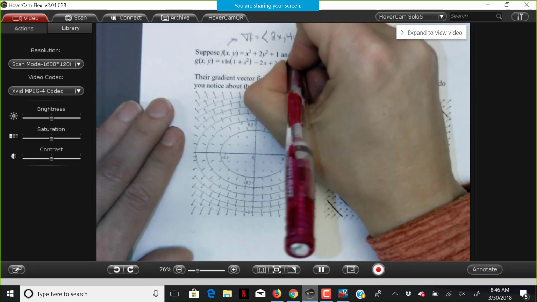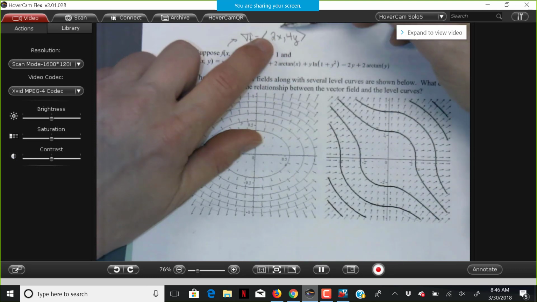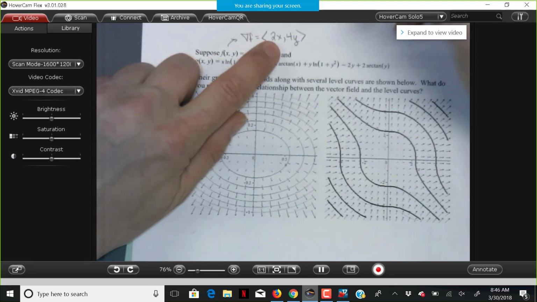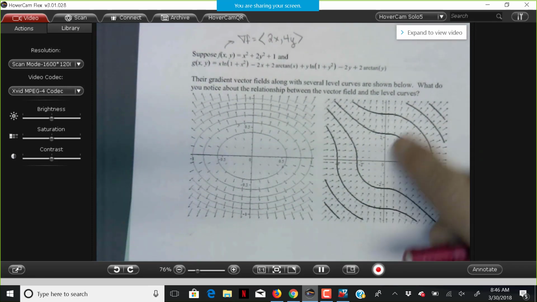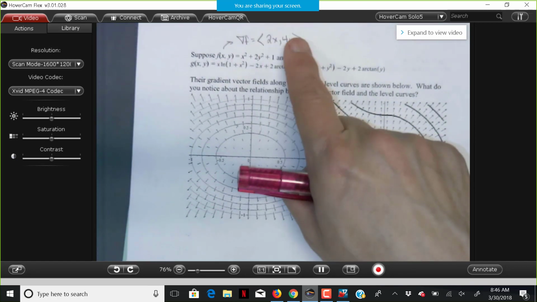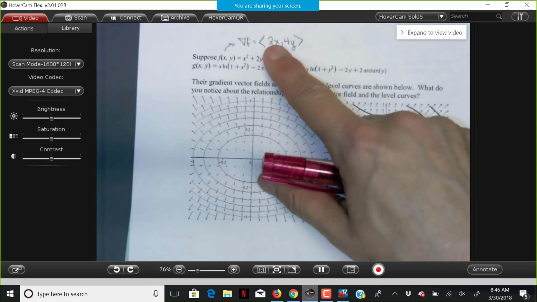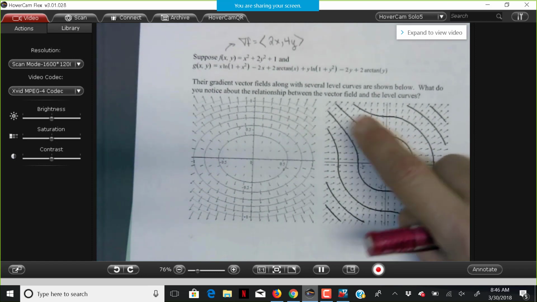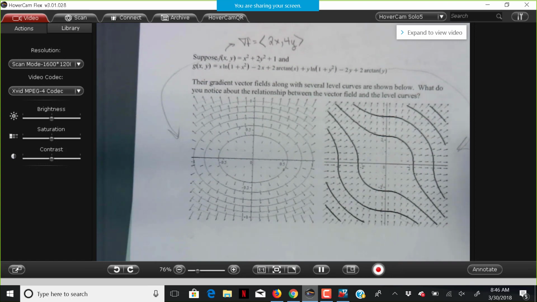4y. So that means in the first quadrant, x and y are both positive, and so both of these would be positive. So in the first quadrant, the vectors should be pointing to the right and up, which looks to be true for both of these. In the second quadrant, x is negative, y is positive, so they should still all be pointing up, but to the left. And so you see that's happening here, which is not happening here, right? So the first one goes with f, and the second one goes with g.